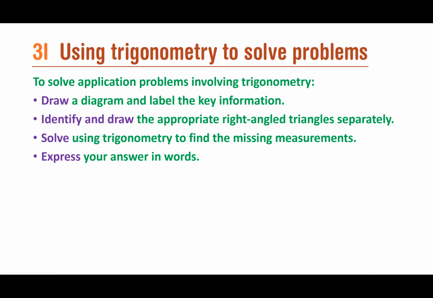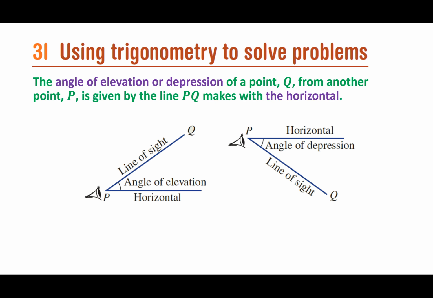Then we're going to solve using trigonometry to find the missing measurements, just using the stuff that we've done in the last few lessons. That's SOHCAHTOA, for those of you following along at home. And then express your answer in words. So basically, you're just going to actually answer the question. What have we learnt from this? The tree is this high. We're actually asking you a question in these things. You need to answer them.